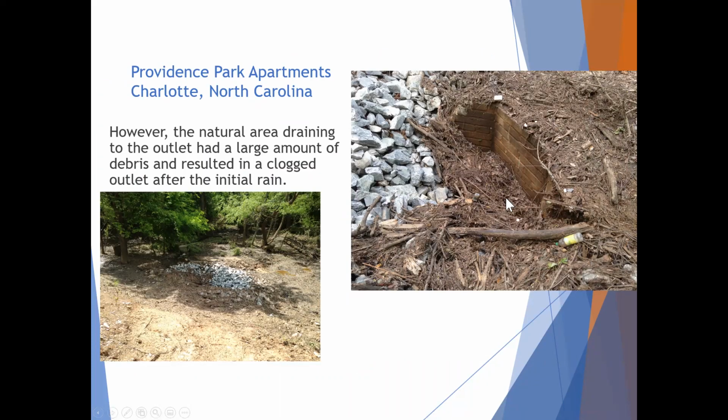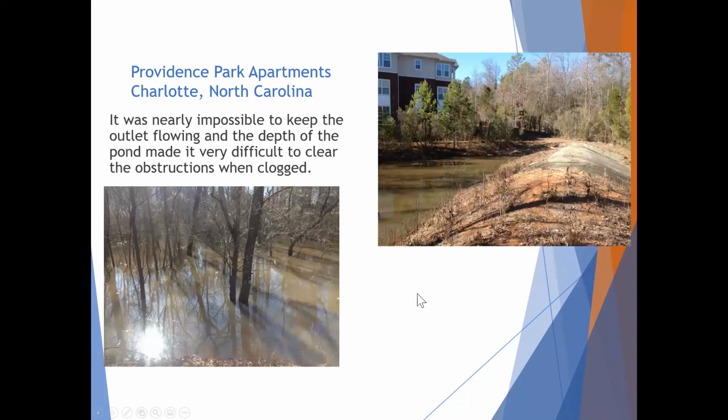But it was in a natural area and a live stream. So every time it rained, you got all this leaf litter, tree debris and trash, you can see the bottles and stuff, that would clog this pond up. Sometimes it would really clog and stay clogged for weeks. And that head wall is about 6 feet underwater, so just getting to it and unclogging it is a major challenge.